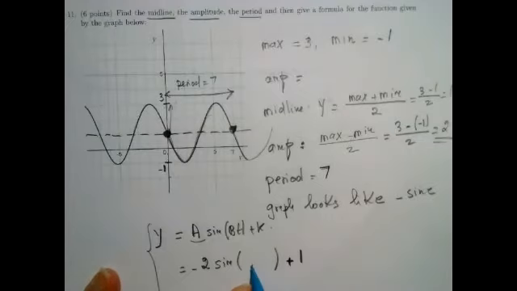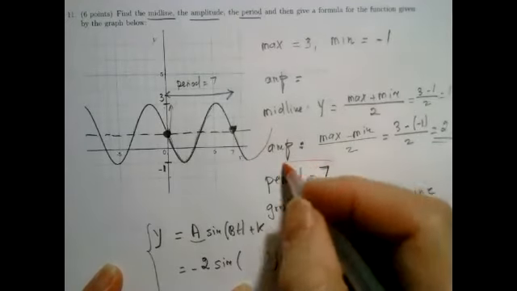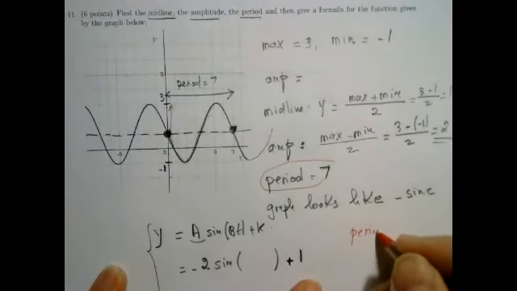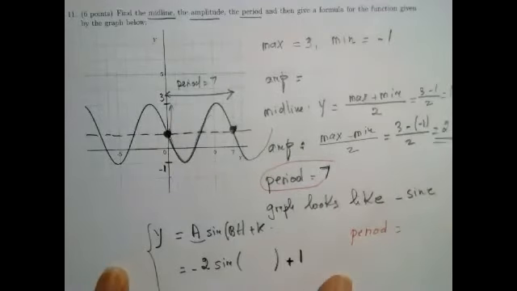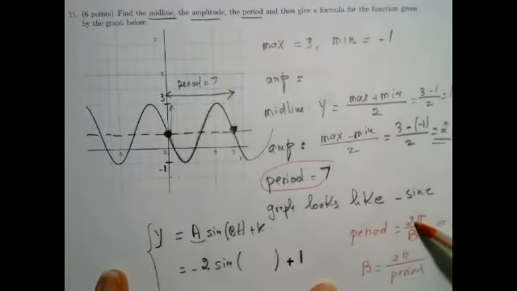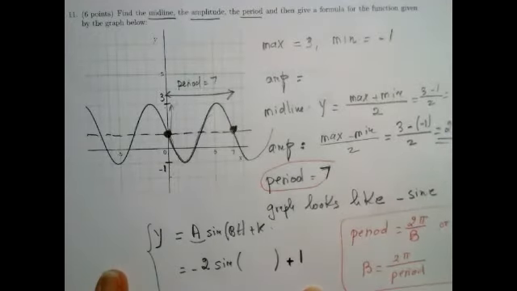B is not the period. That's where the mistake came out. B, write it in big letters, whatever you guys are doing. B is not the period. What is B? The relationship between B and the period is this. The period is 2 pi divided by B. That's the relationship. Or you can write it, if you do a little bit of math, B is 2 pi over the period. So if you know B, you know the period, you use that. If you know the period, you know B, you use this. So that's really how we get the B. The B is not the period.